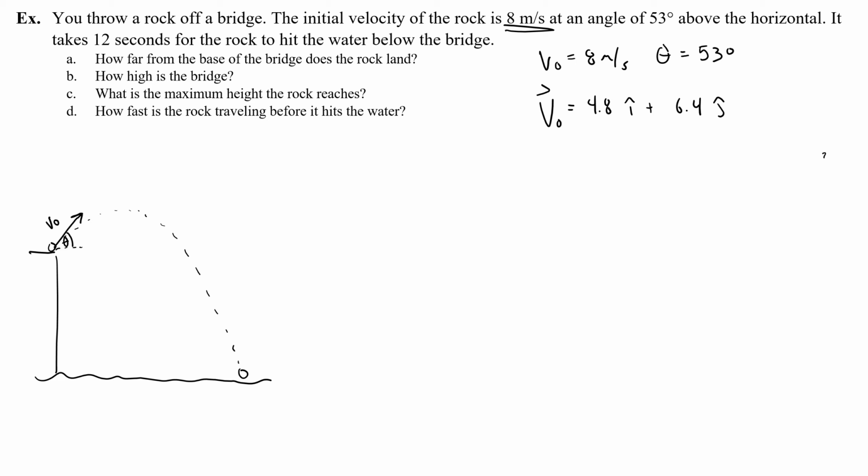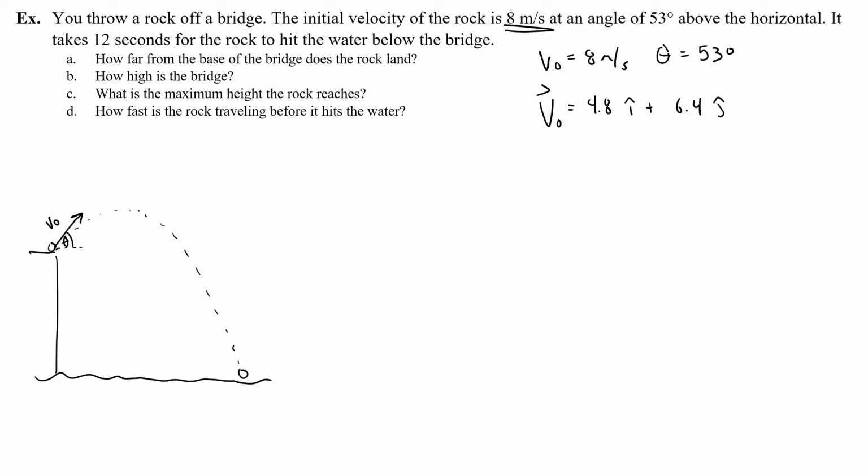And if you're getting really good at these problems, you can just go ahead and do the 4.8 and the 6.4 in your calculator, and just write this out for yourself so that it's there. You can quickly solve the problem. 4.8 is the x velocity and 6.4 is the y.